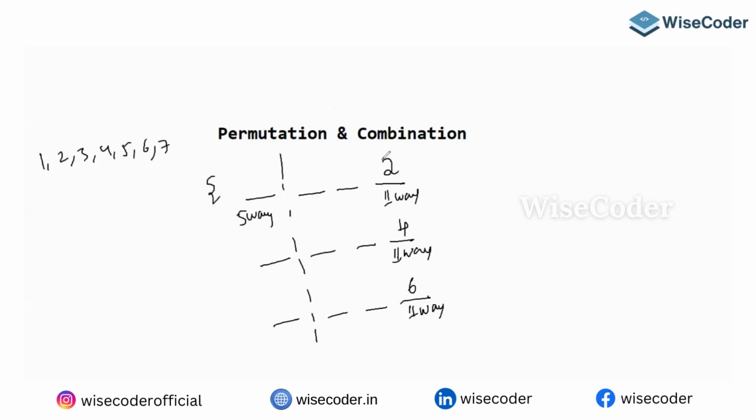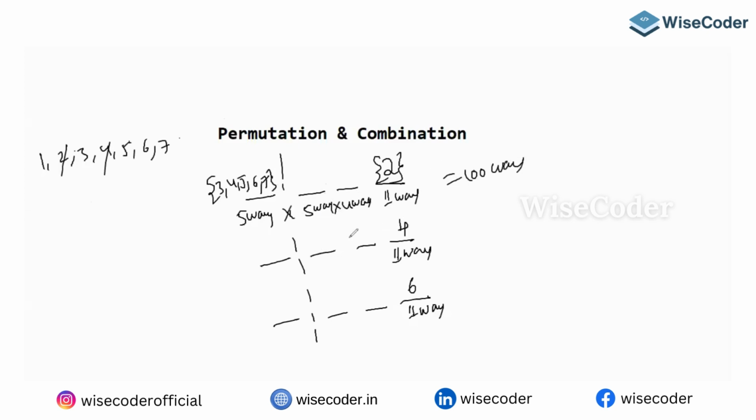What are the numbers available here? Let me put it in the bracket: 3, 4, 5, 6, and 7. I'm breaking the conditions. Wait a minute. Out of 7 numbers, 2 is fixed. Any of the 3, 4 is fixed. So how many numbers are available? 1, 2, 3, 4, 5 numbers. So this is 5 ways, and this is 4 ways. So I can say this is 100 ways total, because 5 fives are 25, 25 into 4.